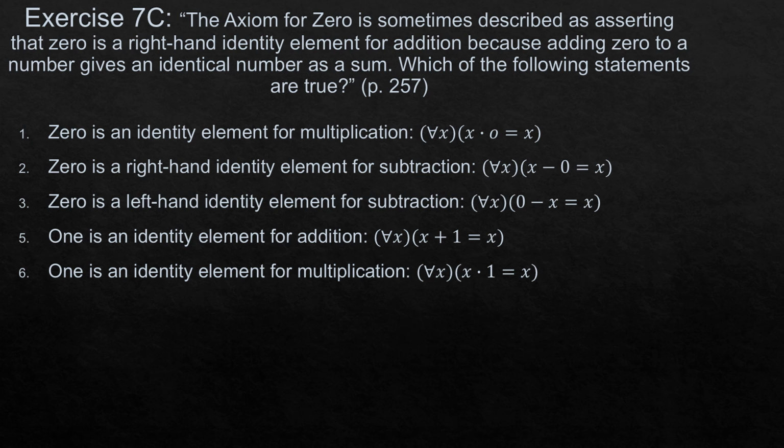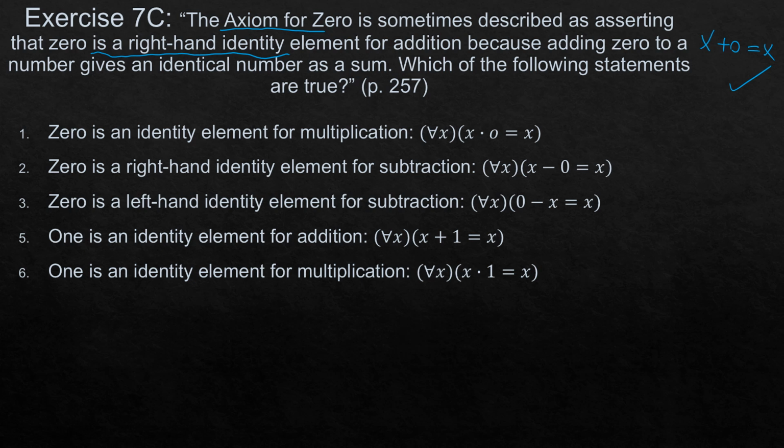On page 257 of the Substance Hill textbook is a very simple, straightforward exercise. The textbook tells us that the axiom for 0 is sometimes described as asserting that 0 is a right-hand identity element for addition because adding 0 to a number gives an identical number as a sum. In other words, x + 0 is equal to x, and that's obviously a true statement. The question here is which of the following statements are true?